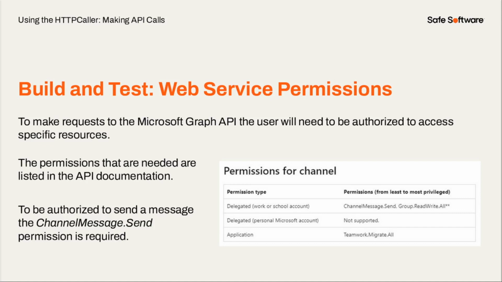For each request, they give examples, they tell you what's needed. They also tell you what permissions are needed to be able to do that action. You can see here the least privileged permission is the channel message.send. So that's one of the permissions that we need to make sure we give that app registration in the Azure portal. And again, if you weren't doing Teams, if you were doing something completely different with the Graph API, you would just go and look up what that request is, see what permissions they need, and then put those into your app registration in Azure instead.